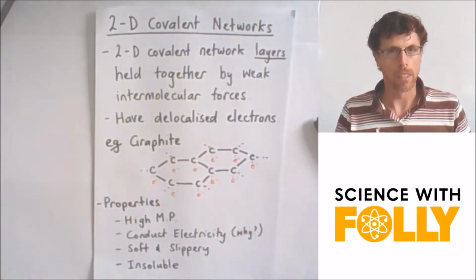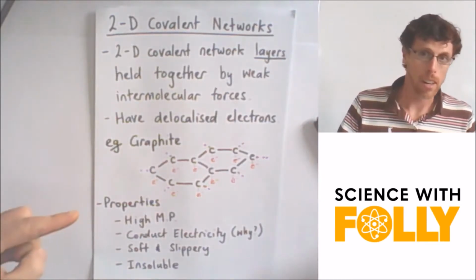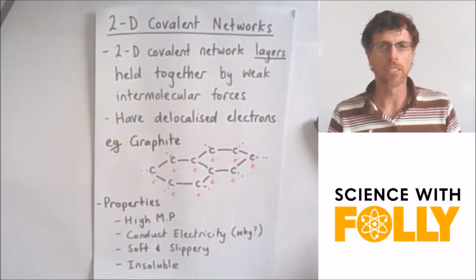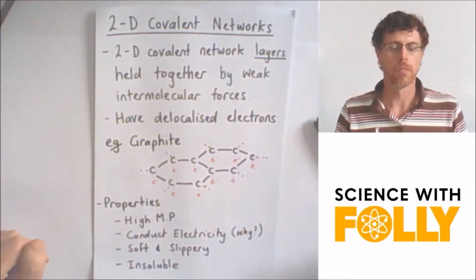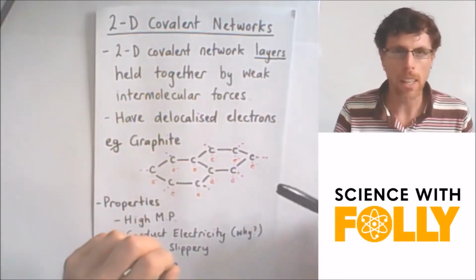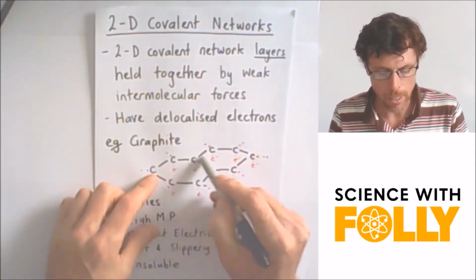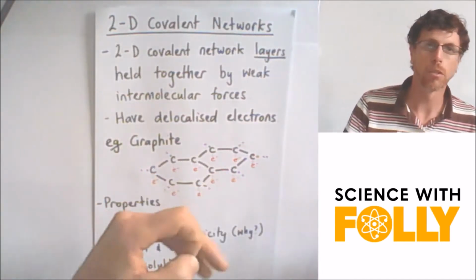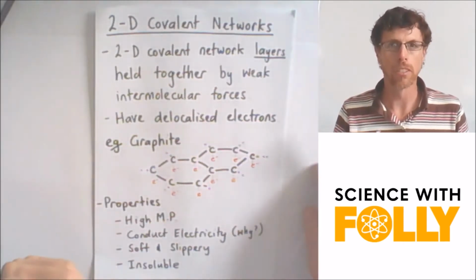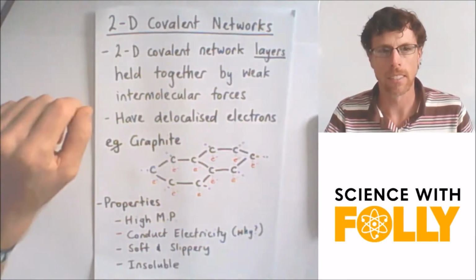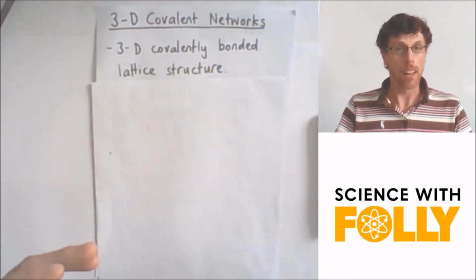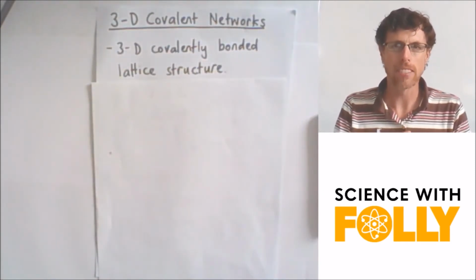The properties of two-dimensional covalent networks are they have a high melting point, they conduct electricity. Why is that? They're soft and slippery, and they're insoluble. And if you look at this diagram here, you can see carbon would normally have 4 bonds, but in this case, each carbon atom has only got 3, and therefore that fourth electron is free to move around inside the structure and conduct electricity.